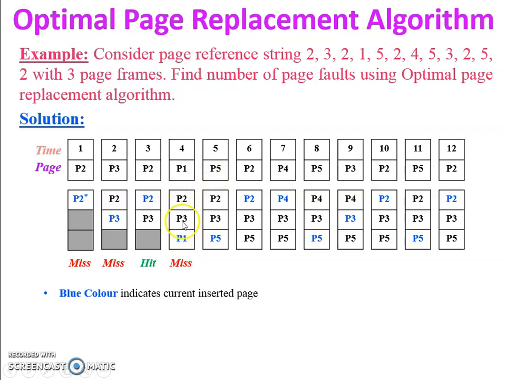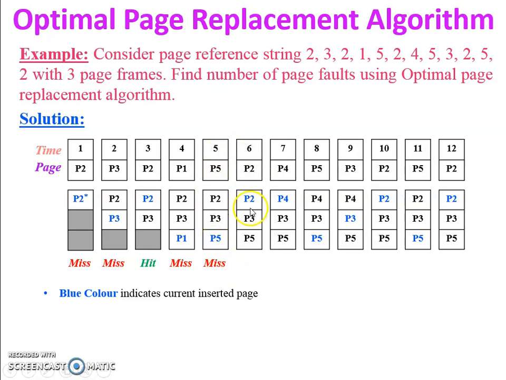Now check P5. All the slots are full. So which one is replaced by P5? Check in the future, after P5. Next P2 will come, so we will not replace P2. Next P4, P5 and P3 will come, so we will not replace P3, and P1 is not used in the future. So we replace P1 by P5. You can check that P1 is replaced by P5. Again it is a page miss.